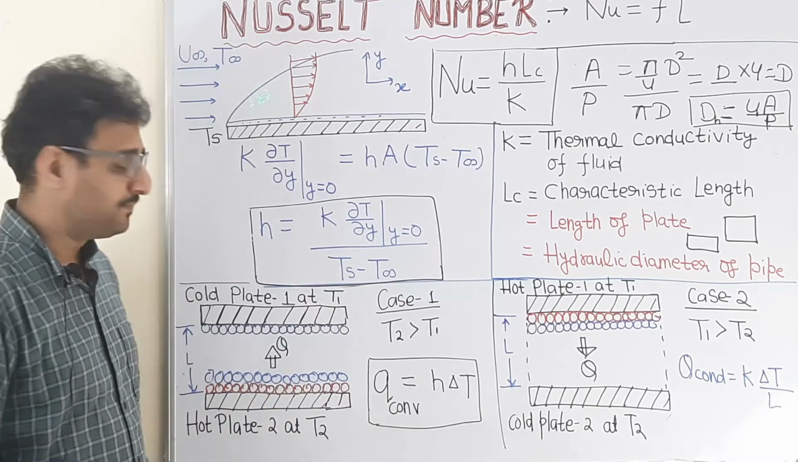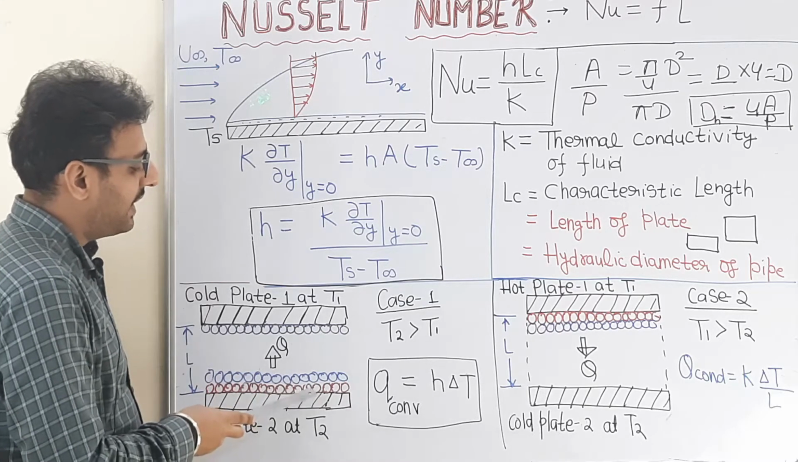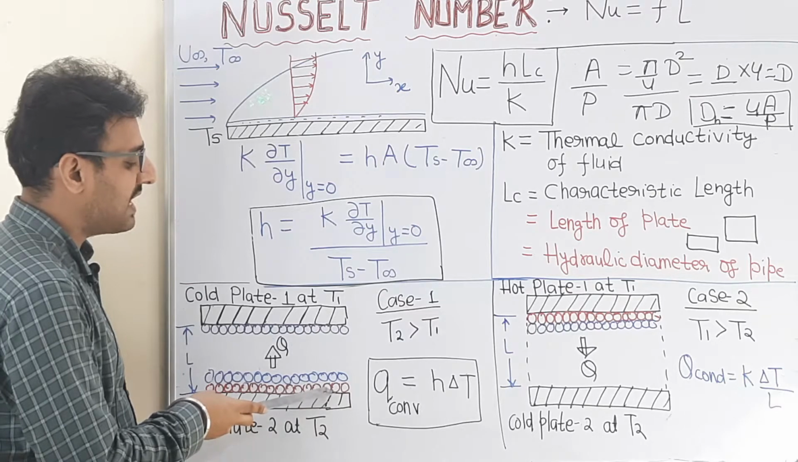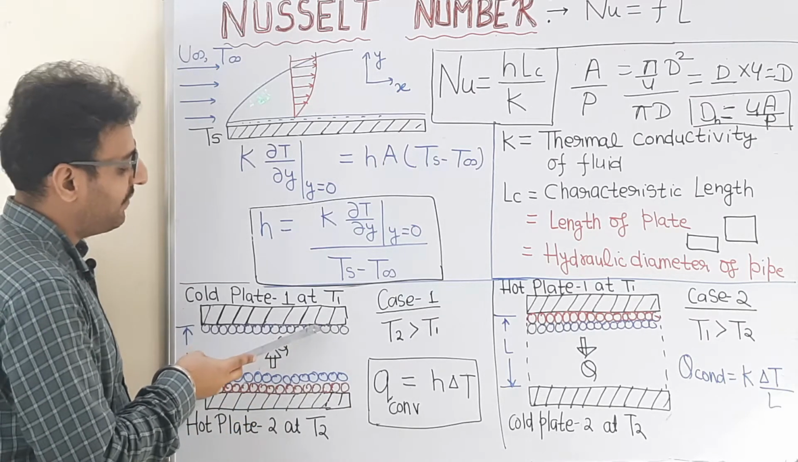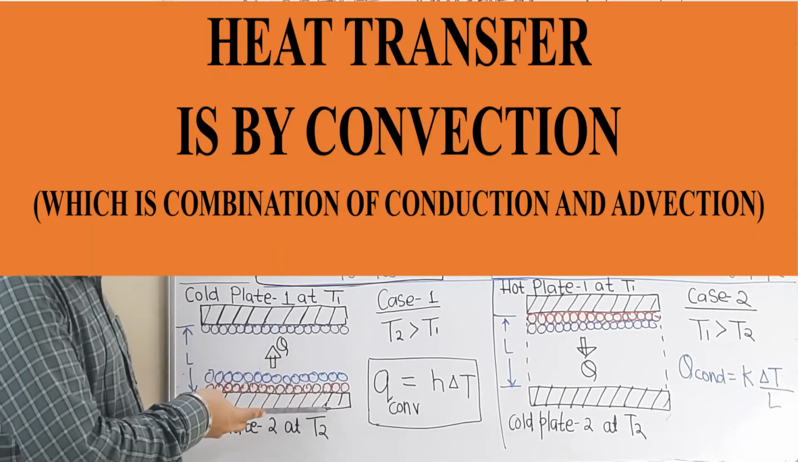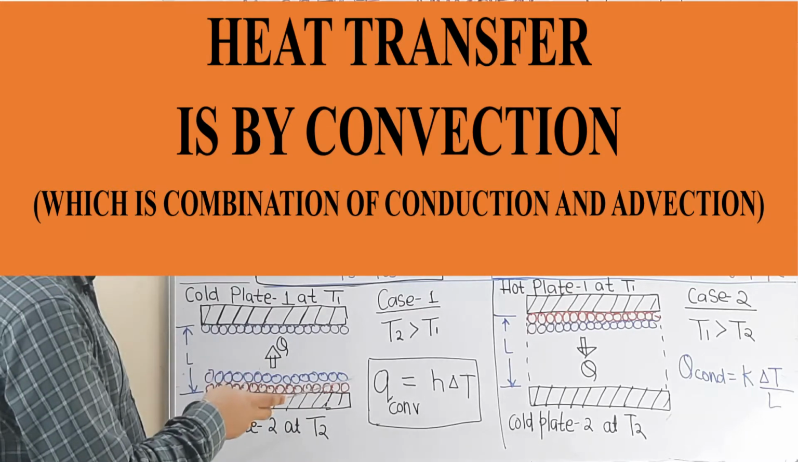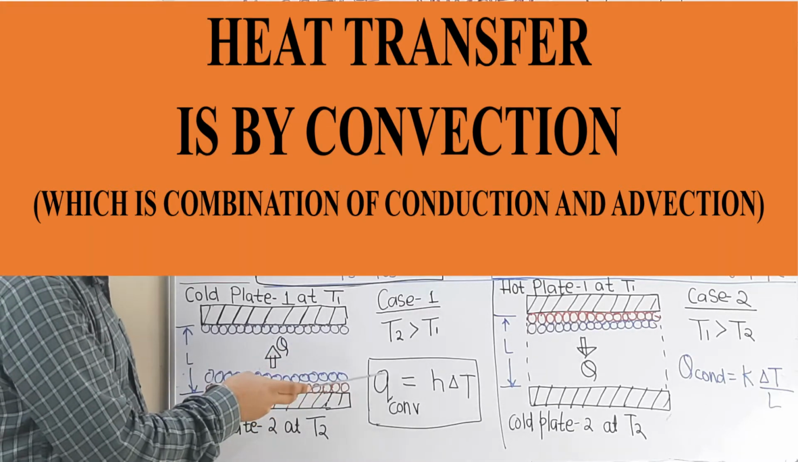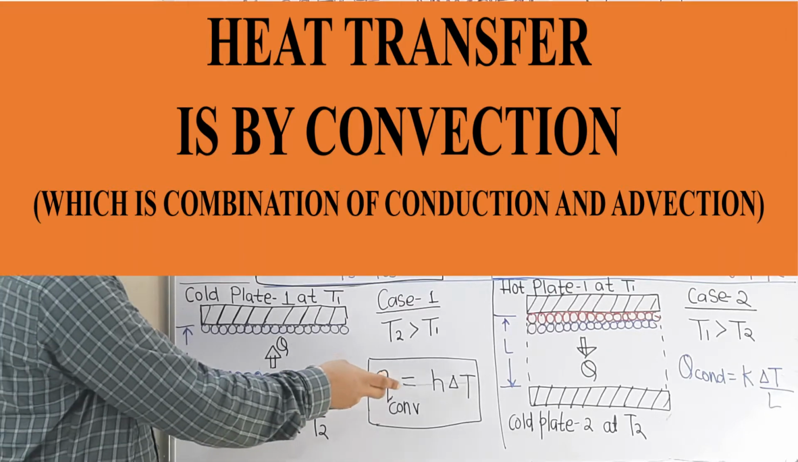as advection. So basically what is happening here: heat is transferred from the plate to this layer by conduction, and this layer is advected to a different location where the temperature is lower. The combination of conduction and advection is known as convection. And we know that the heat flux in the case of convection is given by h delta T.